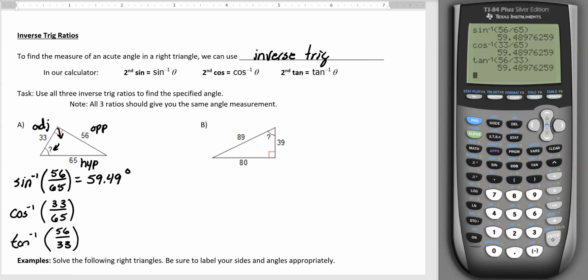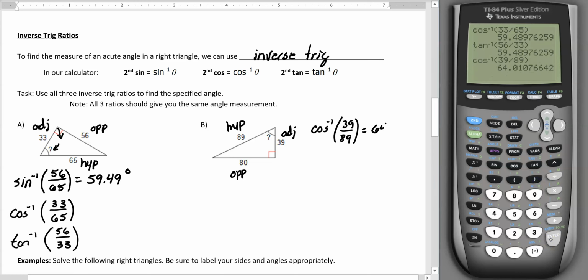All right, let's try letter B here. Instead of doing sine inverse first for this one, let's do cosine inverse. Why not? So we would have our opposite side here, our adjacent, and our hypotenuse. So our adjacent would be 39, my hypotenuse 89. So let's see if this checks out here. So second, cosine inverse of 39 divided by 89 equals 64.01 degrees.